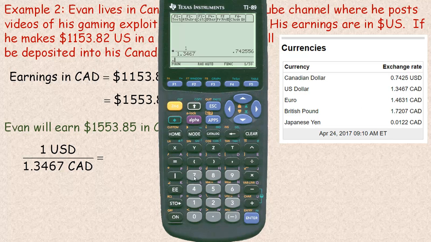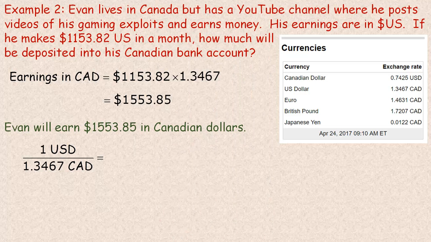If I multiply 0.7425 by 1.3467, I'm going to get 1, or actually extremely close to 1. Okay, so those are reciprocals of one another. They multiply to 1. And so that's how, if you know one, you can get the other one.